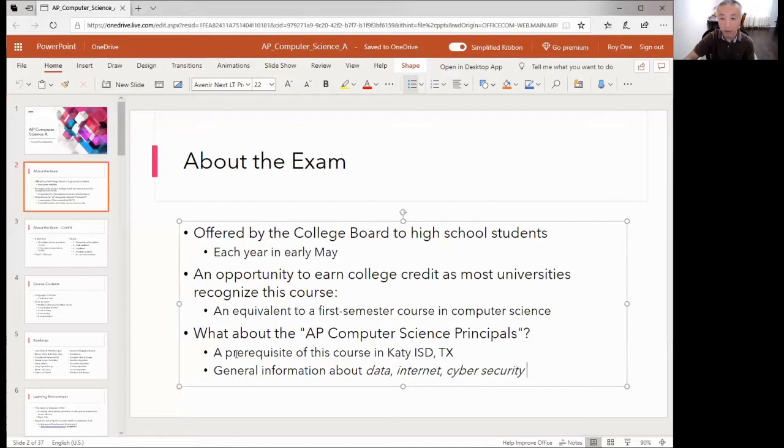So that's the basic difference between AP Computer Science Principles and AP Computer Science A. In Computer Science A, we focus our attention on a programming language and learn how to use it.